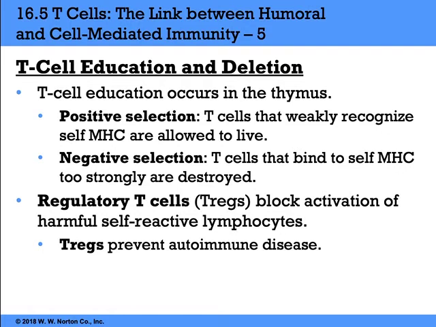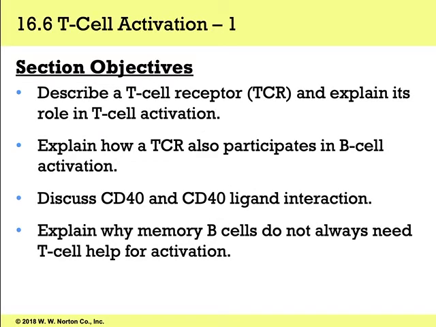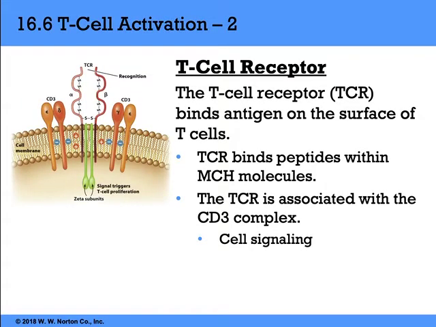Regulatory Ts block the activation of self-reactive lymphocytes, okay? And this is one of the guards against autoimmunity, where the immune system turns on its own tissues. And there are several theories out there about how autoimmunity works. So what we're going to look at now is the hookups that actually lead to the activation, okay?